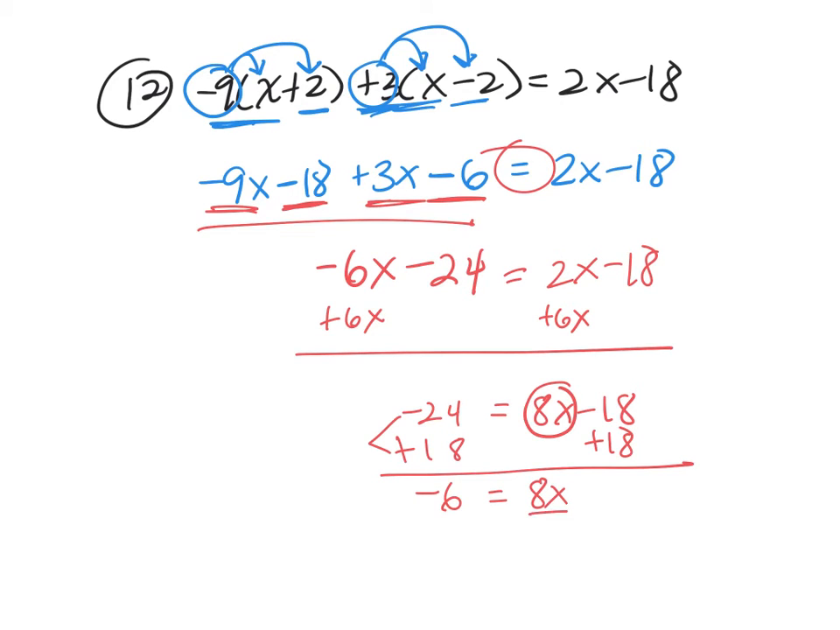I'm going to isolate the x, so I divide by 8. And so x is equal to negative 6 over 8. 2 goes into both of them, so negative 3/4 is your answer.